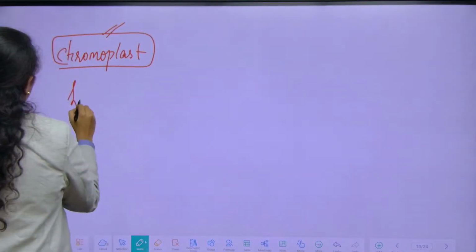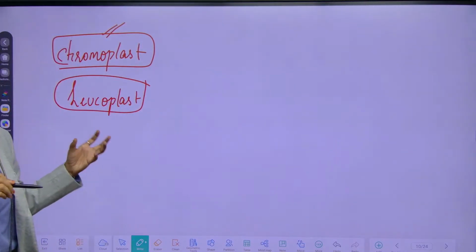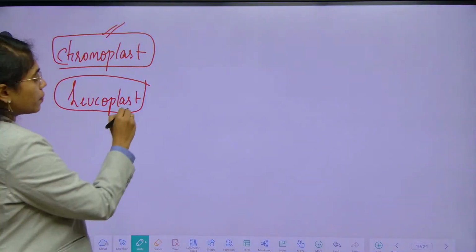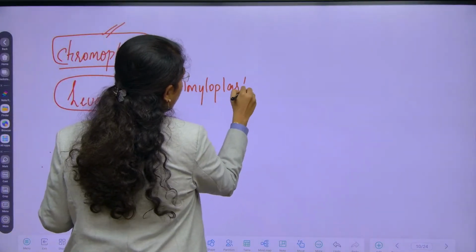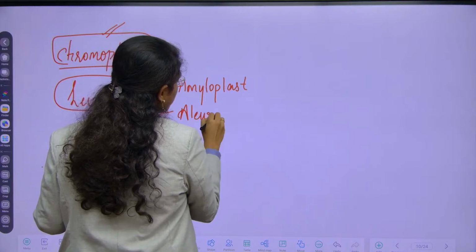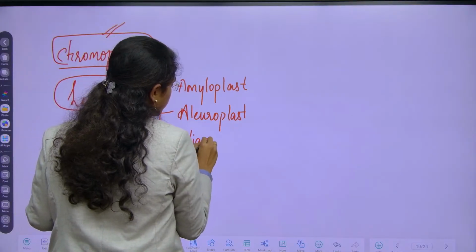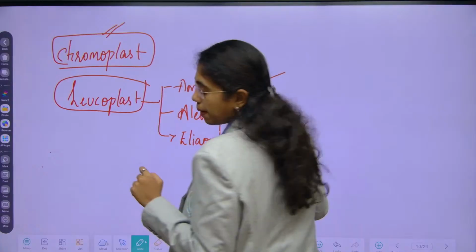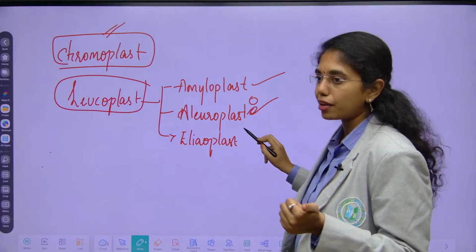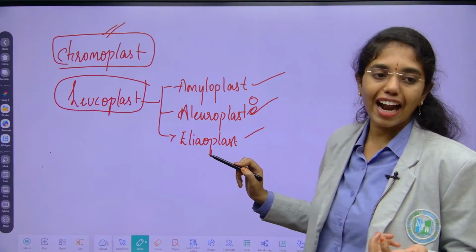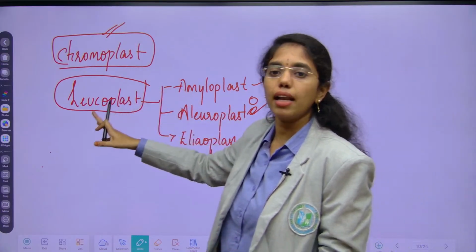And next is leucoplast. Leucoplast is of three types based on the storage material that it is storing. What are the three types? Can you name? Amyloplast, aleuroplast, elaioplast. Amyloplast will store carbohydrates. Aleuroplasts are the bodies which will store proteins, they are protein granules. Elaioplast will store fat globules or lipid droplets. These are three types of leucoplast and they are non-colored.